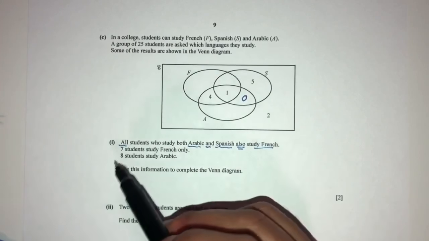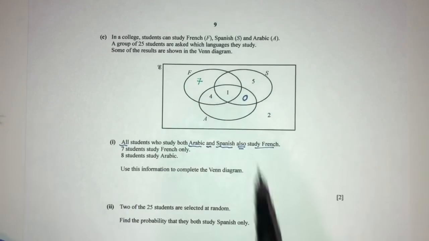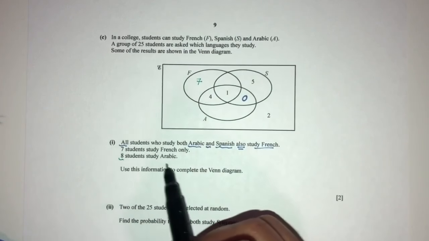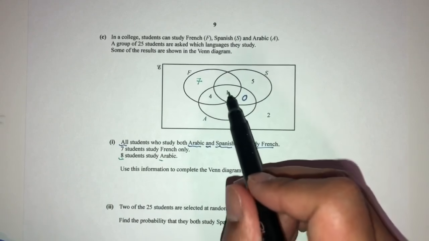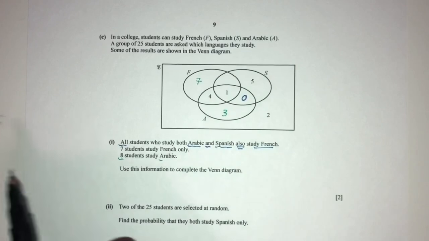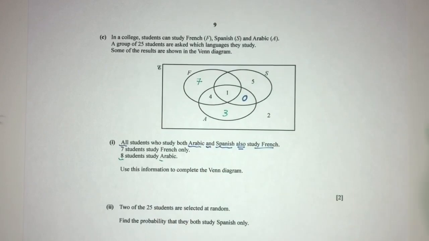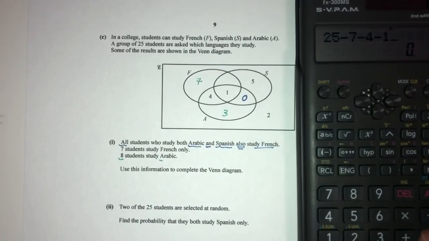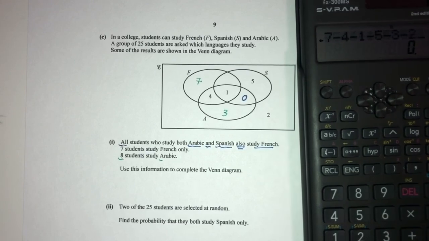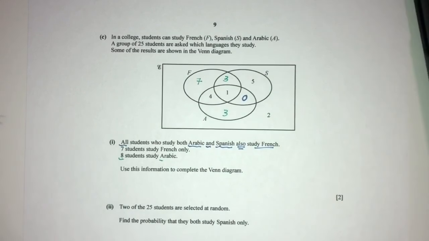Now what's next? 7 is only French, so only French will be right here. And then 8 studies Arabic, so everything here should be 8. So 8 minus 5, that should be 3. Now we have to complete. Obviously, we know everything together will be 25. So we take 25 minus 7, minus 4, minus 1, minus 5, minus 3, minus 2. Remaining will be 3. 3 will be right here. And that will be part 1 of your question.